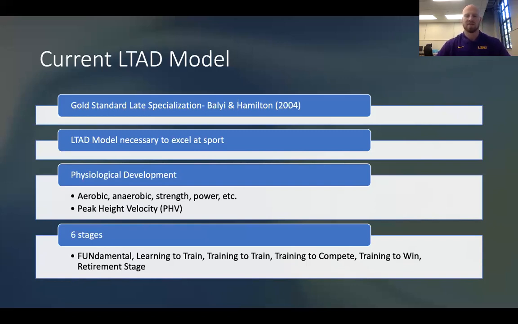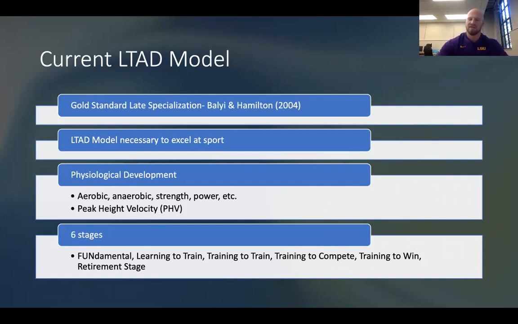This model mainly talks about the physiological development: aerobic endurance, anaerobic performance, strength, power, speed, etc. And what they use to base what ages they should develop these qualities at is peak height velocity. This is around puberty. It's the greatest rate of height growth at a specific time. Everybody knows when you hit that growth spurt, that's the greatest accelerated rate of height velocity. That's what they base it off of, because that shows when those hormones and that maturity are starting to happen.